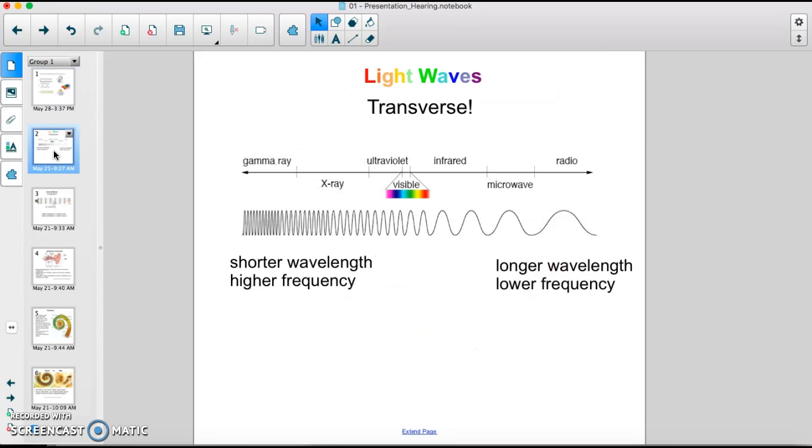Okay. So I wanted to bring this up. This is going to be our section on light waves. So I know that we've been talking about sound waves for a good portion of this unit, but I did at least want to dedicate a little bit of time to light waves because they are important as well. So while sound waves are longitudinal, light waves are transverse.